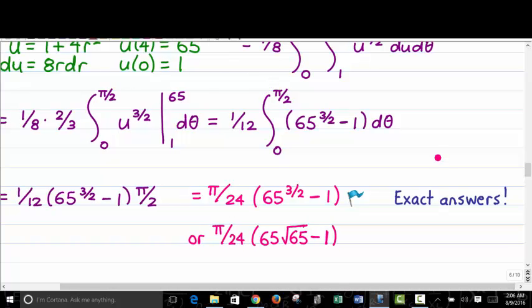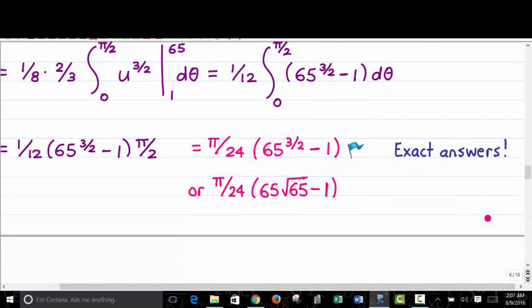And where I have this flag, that means that's correct. Perfect, love it, fantastic. But I also wrote it this way, if you're looking at a multiple choice question, possibly on a quiz or an exam, you might see it written this way. Anytime you have a 3/2 power, it can always be written as that number times the square root of that number. Both of those are mathematically beautiful. They're exact answers. All right, that's terrific.